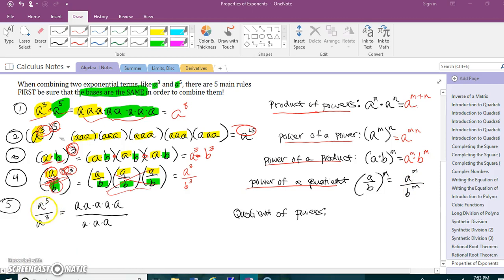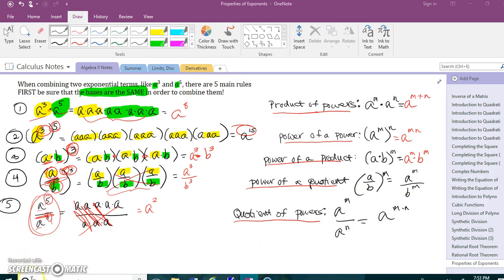Last rule, rule number 5, if I have the same base again, meaning I can combine these two here, and it's, let's say a to the 5th over a to the 3rd. Since the bases are the same, I can cancel here. I end up with just 2 a's, and a quicker way to do this, instead of writing it out, is just to subtract your exponents. This is a quotient, meaning division, of powers. So the rule for quotient of powers says if I have a to the m over a to the n, you're simply going to subtract: a to the m minus n.